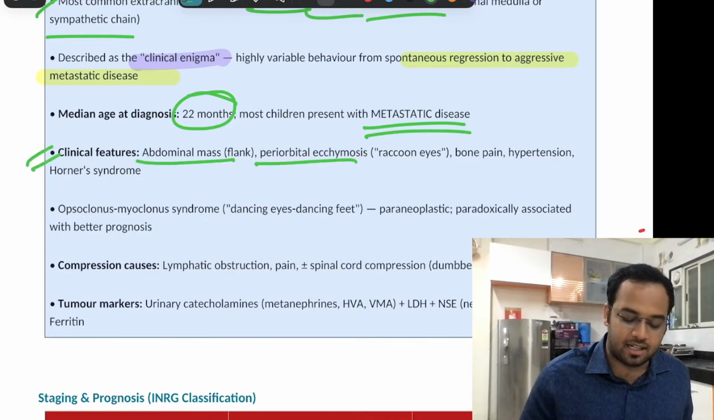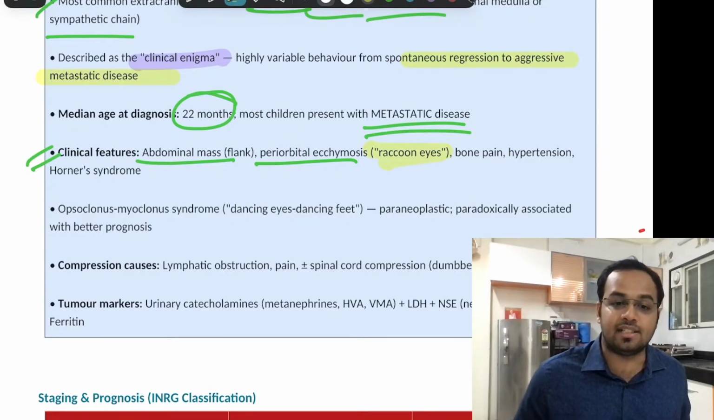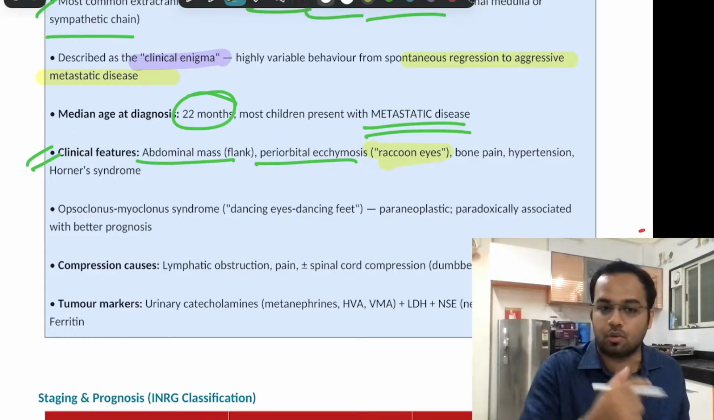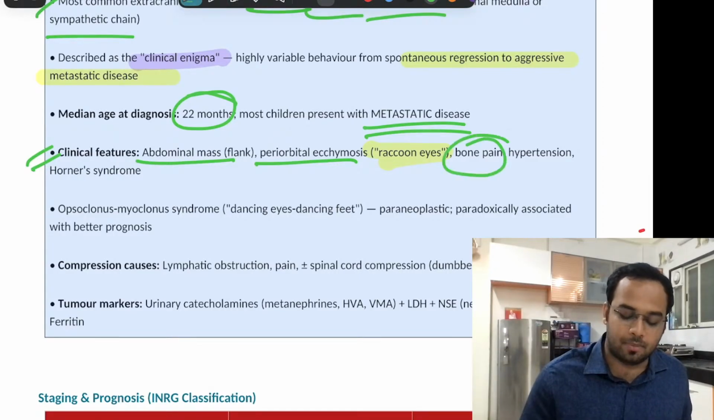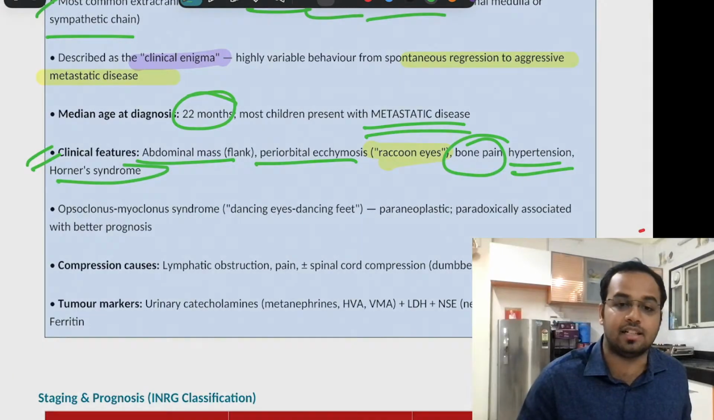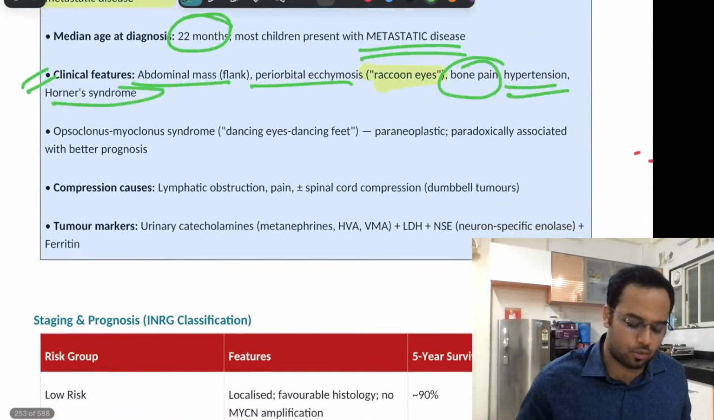Abdominal mass, periorbital ecchymosis with raccoon eyes. We had seen that photo of a baby with raccoon eyes. So that raccoon eyes is not because of trauma. That bilateral raccoon eyes, it is because of hyperpigmentation and subperiosteal bleeding, and it might also present with bone pain, hypertension and Horner syndrome. Very much important for you to know.